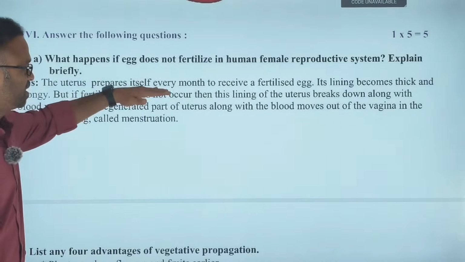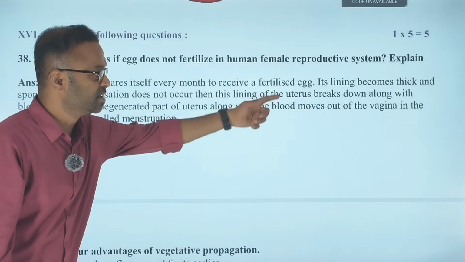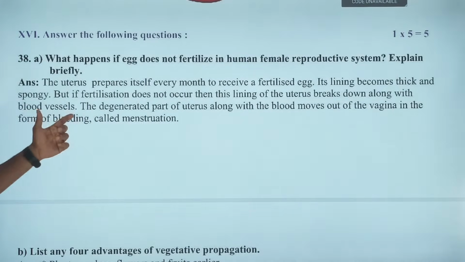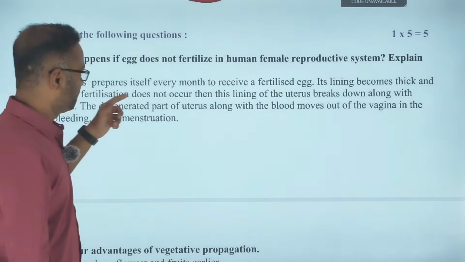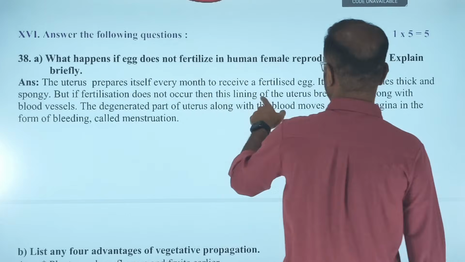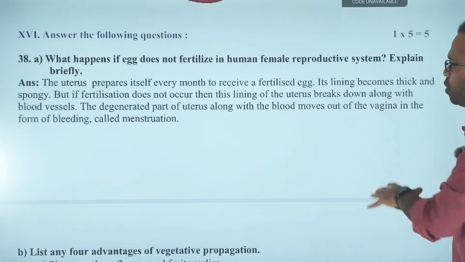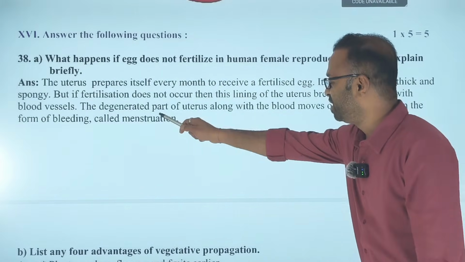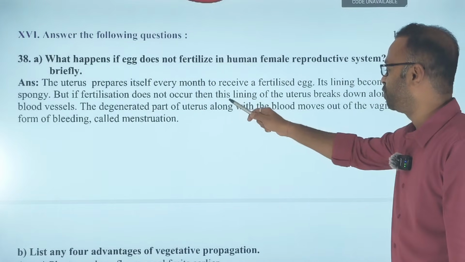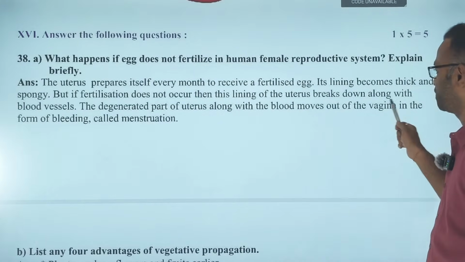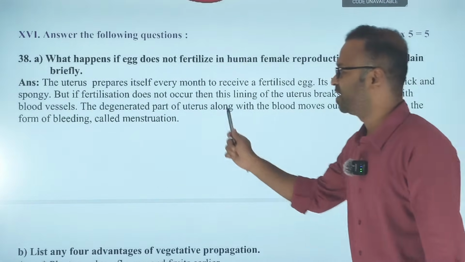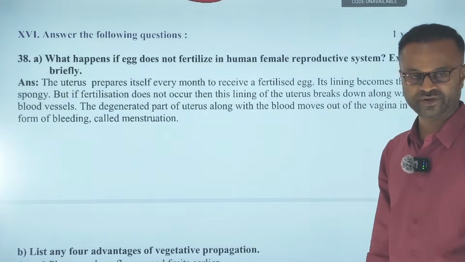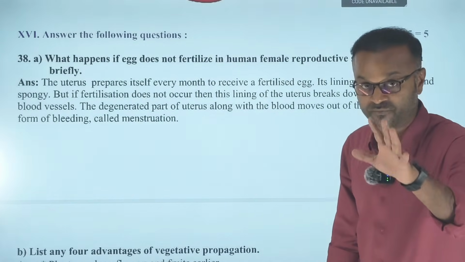The uterus prepares itself every month to receive the fertilized egg. The lining of the uterus becomes thick and spongy. But if fertilization does not occur, then this lining of the uterus breaks down along with the blood vessels. The degenerated part of the uterus along with the blood moves out of the vagina in the form of bleeding. That is called what? Menstruation, which takes place once in 20 days in females.